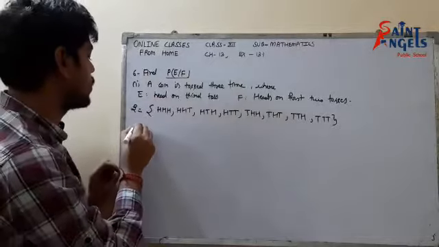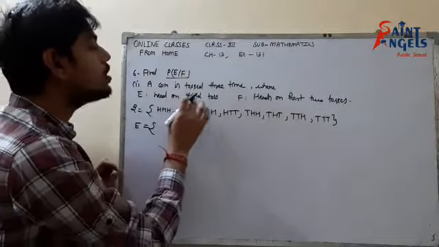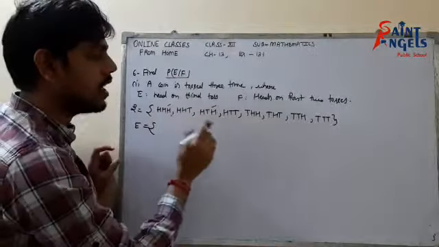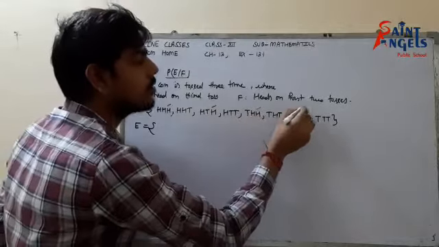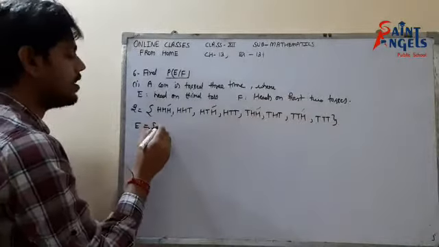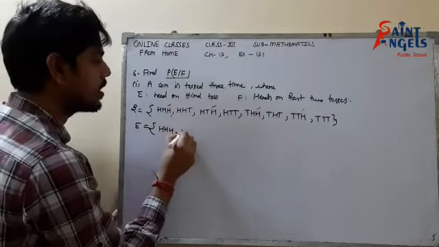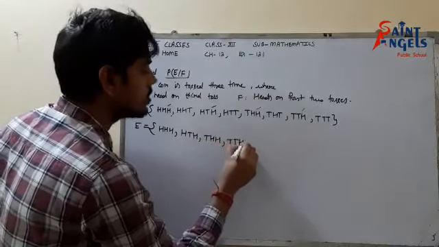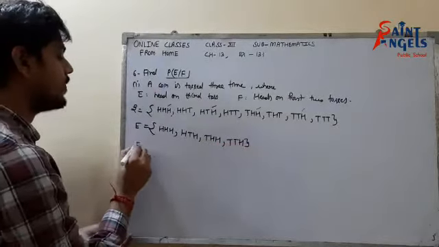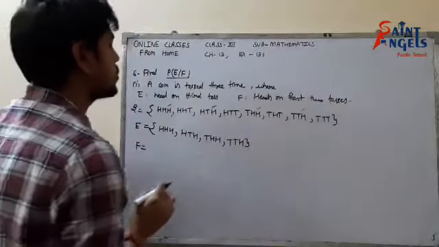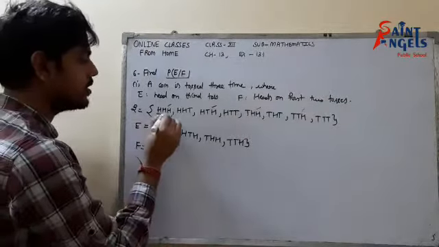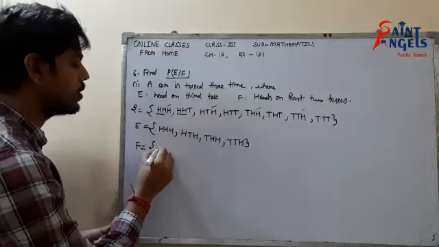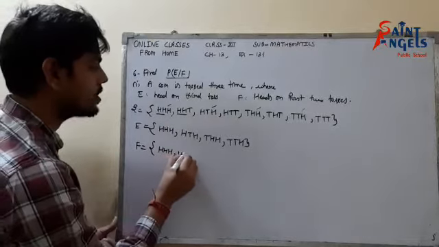Now define event E. Event E is head on the third toss. So on the third toss there is a head, so these will be in the event E: HHH, HTH, THH and TTH. Now event F is head on the first 2 tosses. So these are the only 2 outcomes in event F: HHH and HHT.